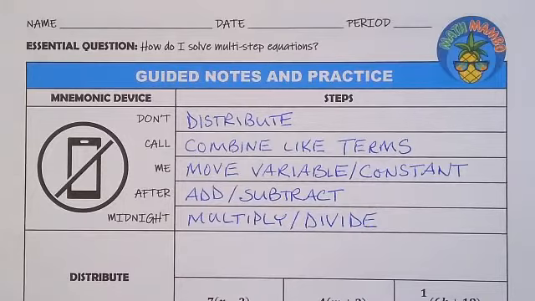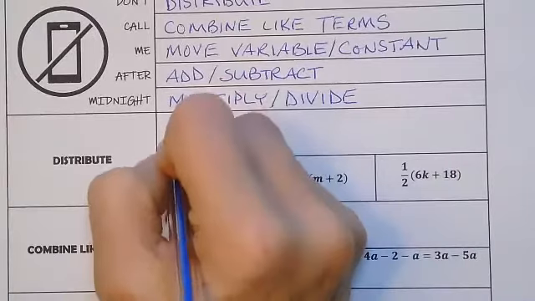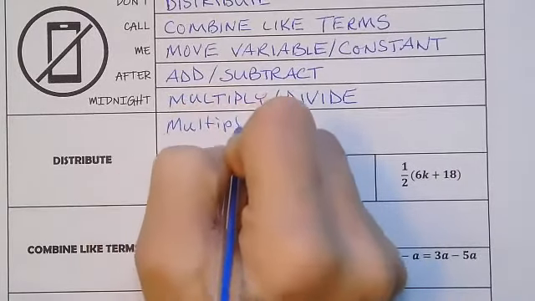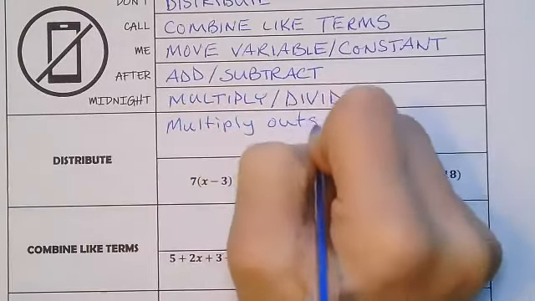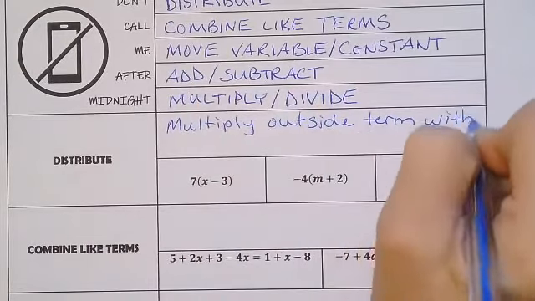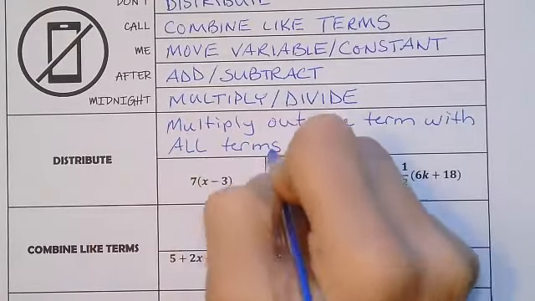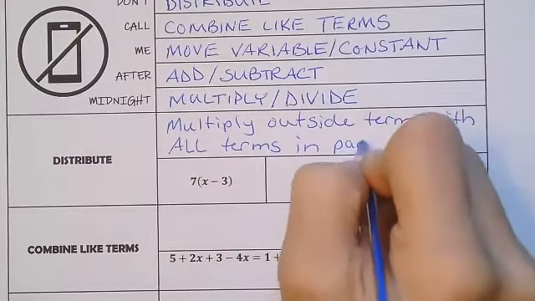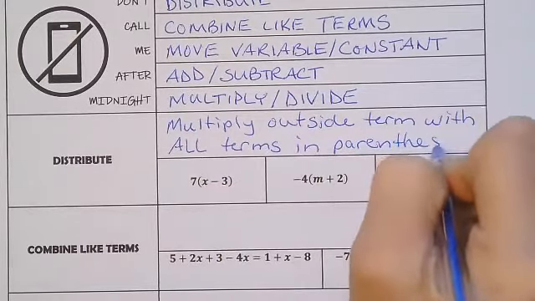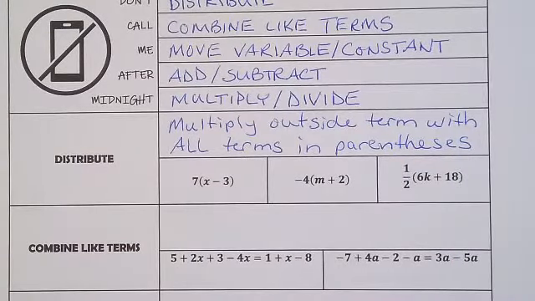Okay, the first step is to distribute. To distribute, you multiply the outside term with all terms in parentheses. Okay, we're going to do these three examples together.